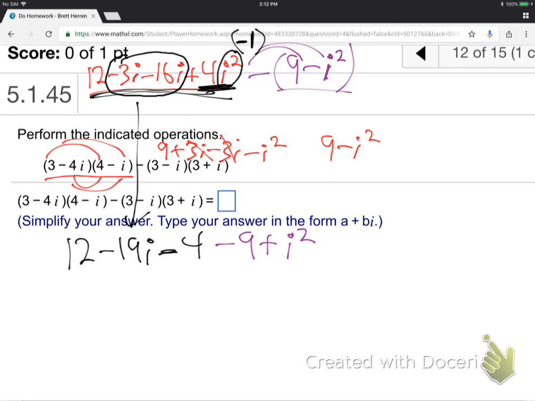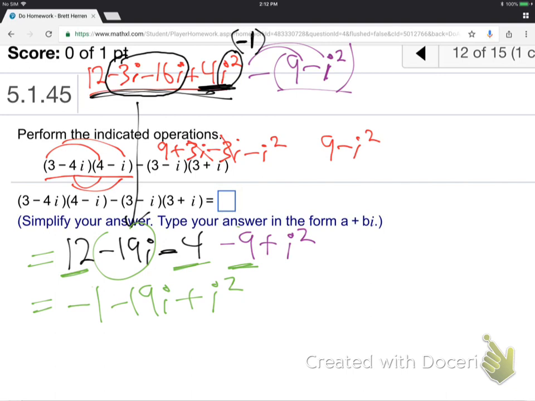Now, coming on down, we've got 12 minus 4. What's that? 8. Minus 19i. Ooh, what am I doing? I'm getting all messed up here. 12 minus 4 is 8. Minus 9 is minus 1, right? Minus 1 minus 19i plus i squared. Everybody good to there? I just gathered the three numbers. The 12 minus 4 is 8, minus 9 is minus 1.